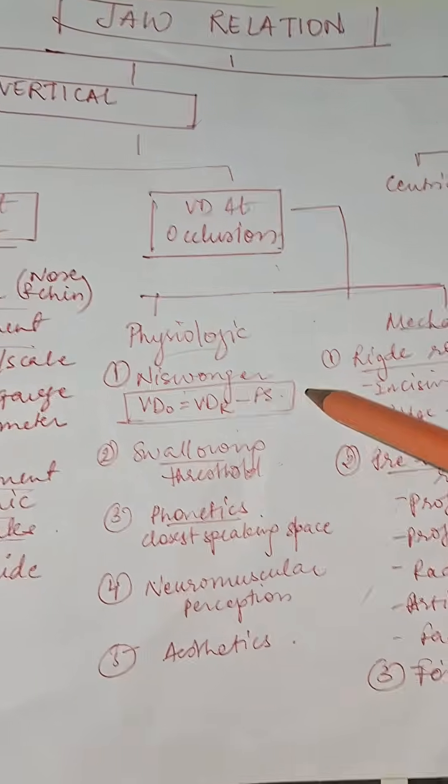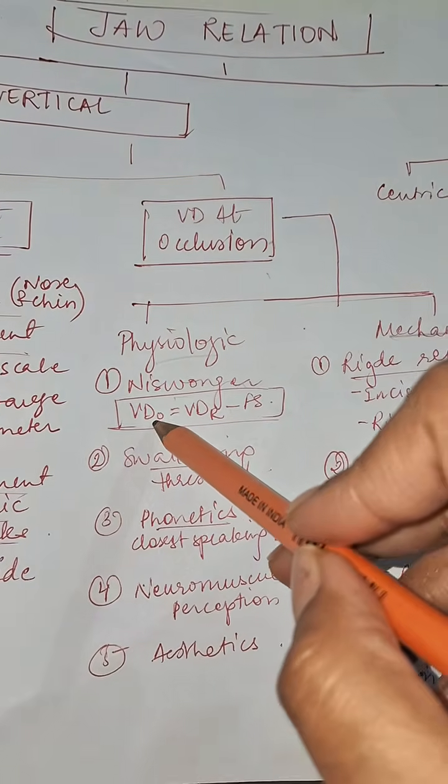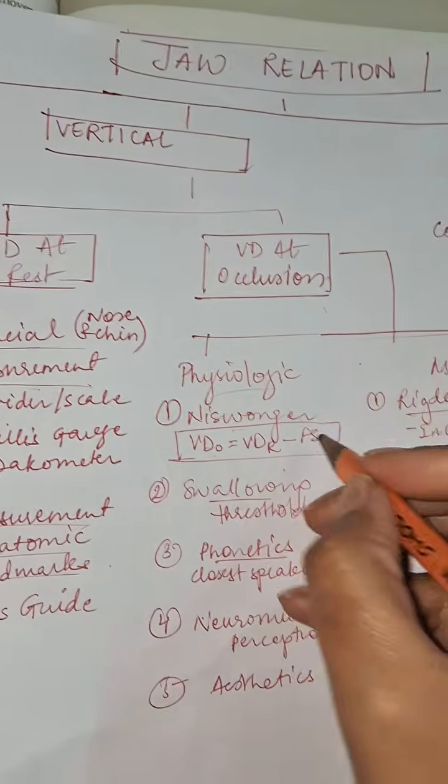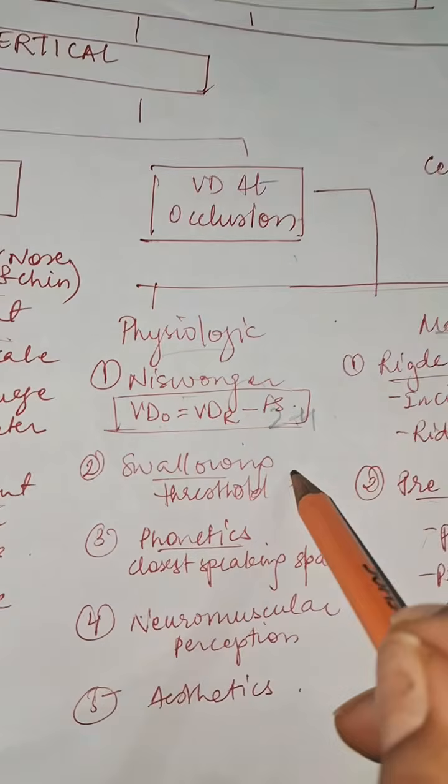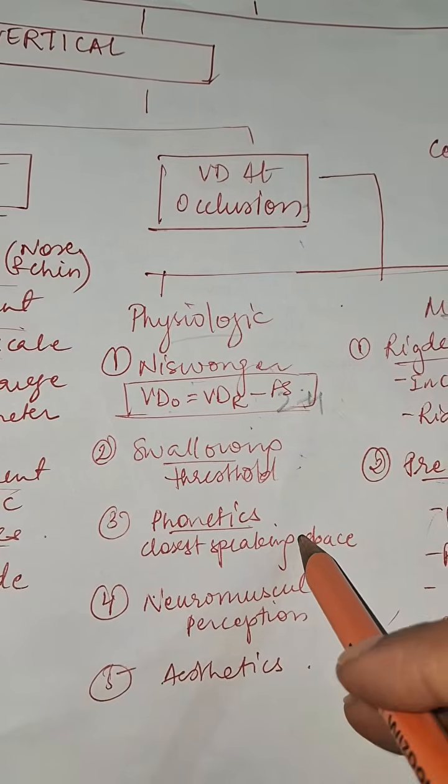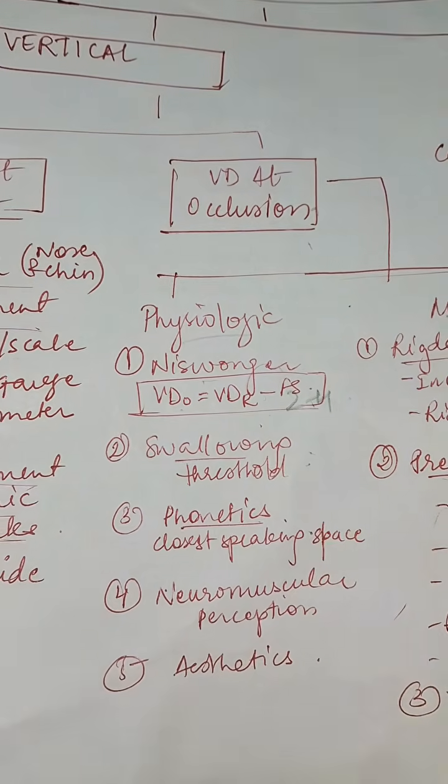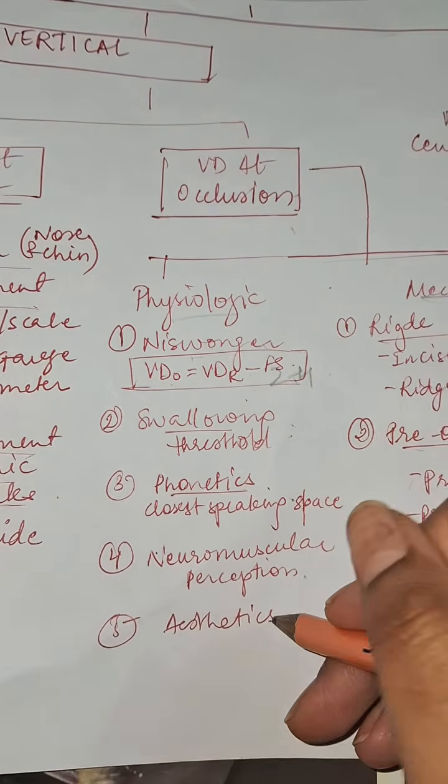First is physiologic and mechanical. In the physiologic method, we have Niswonger's method, that is VDO equals VDR minus freeway space. Freeway space is 2 to 4 mm. Then we have swallowing threshold and phonetics, that is Silverman's closest speaking space while we speak the letter S. Then neuromuscular perception and aesthetics.